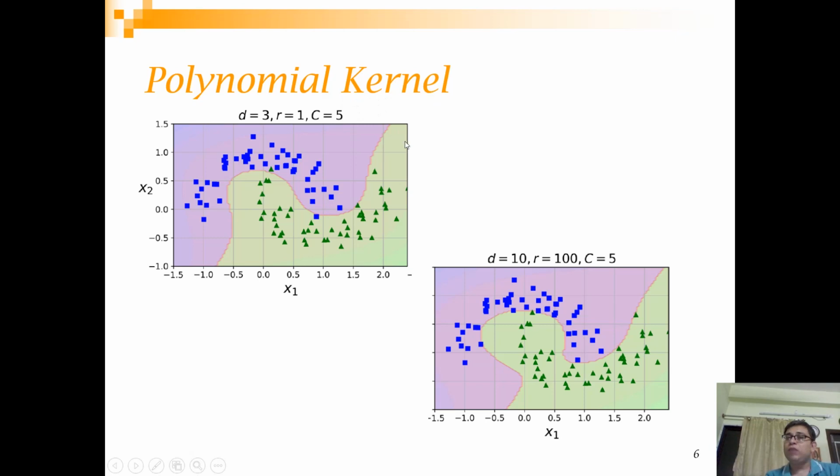And so on and so forth. C is something we have already seen in the last class, which is the slack budget, and r is a ratio which tells you the importance of higher degree terms relative to lower degree terms. So as you increase d to 10 and r to 100, you see that your decision boundary becomes more curvy or sharper. So this is how you can use these parameters.